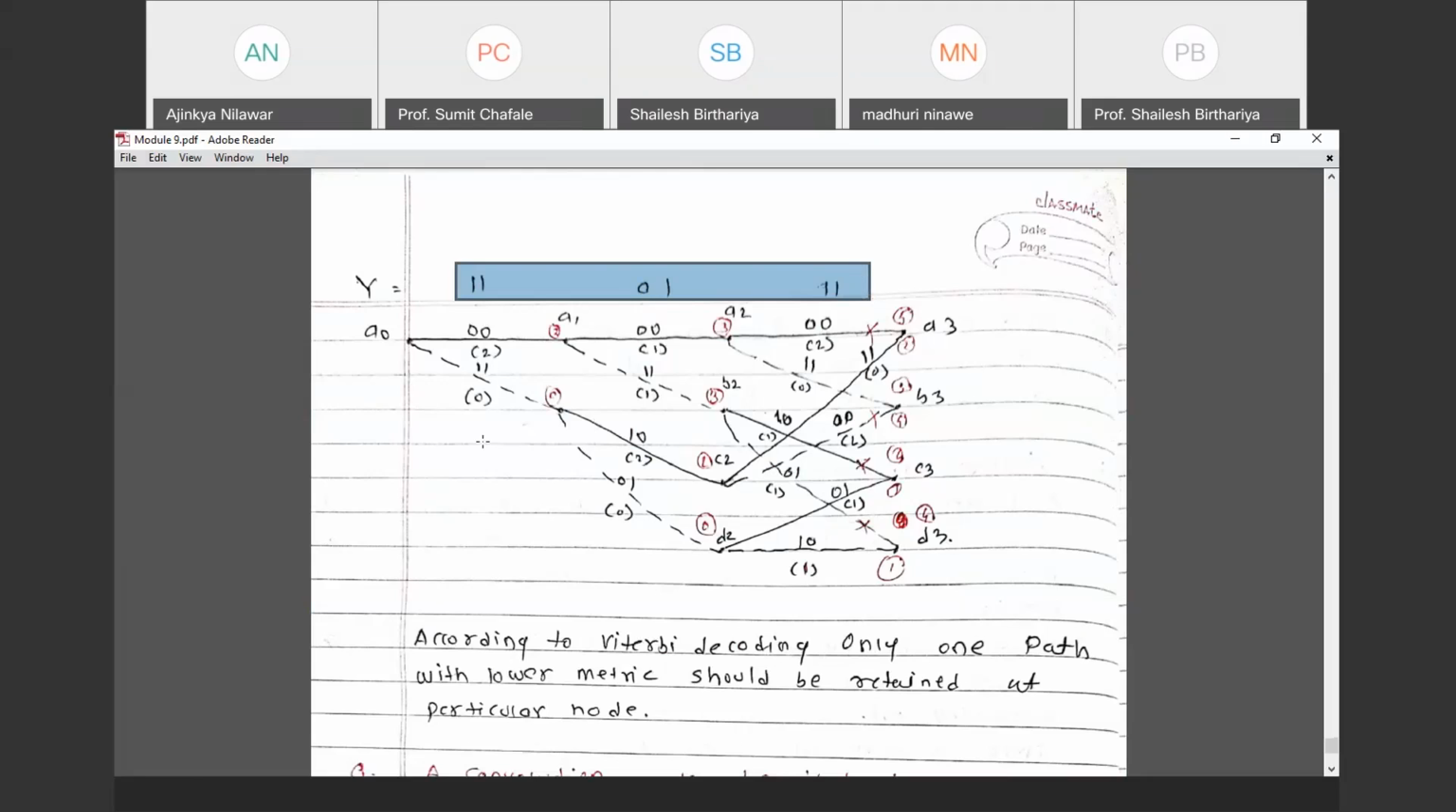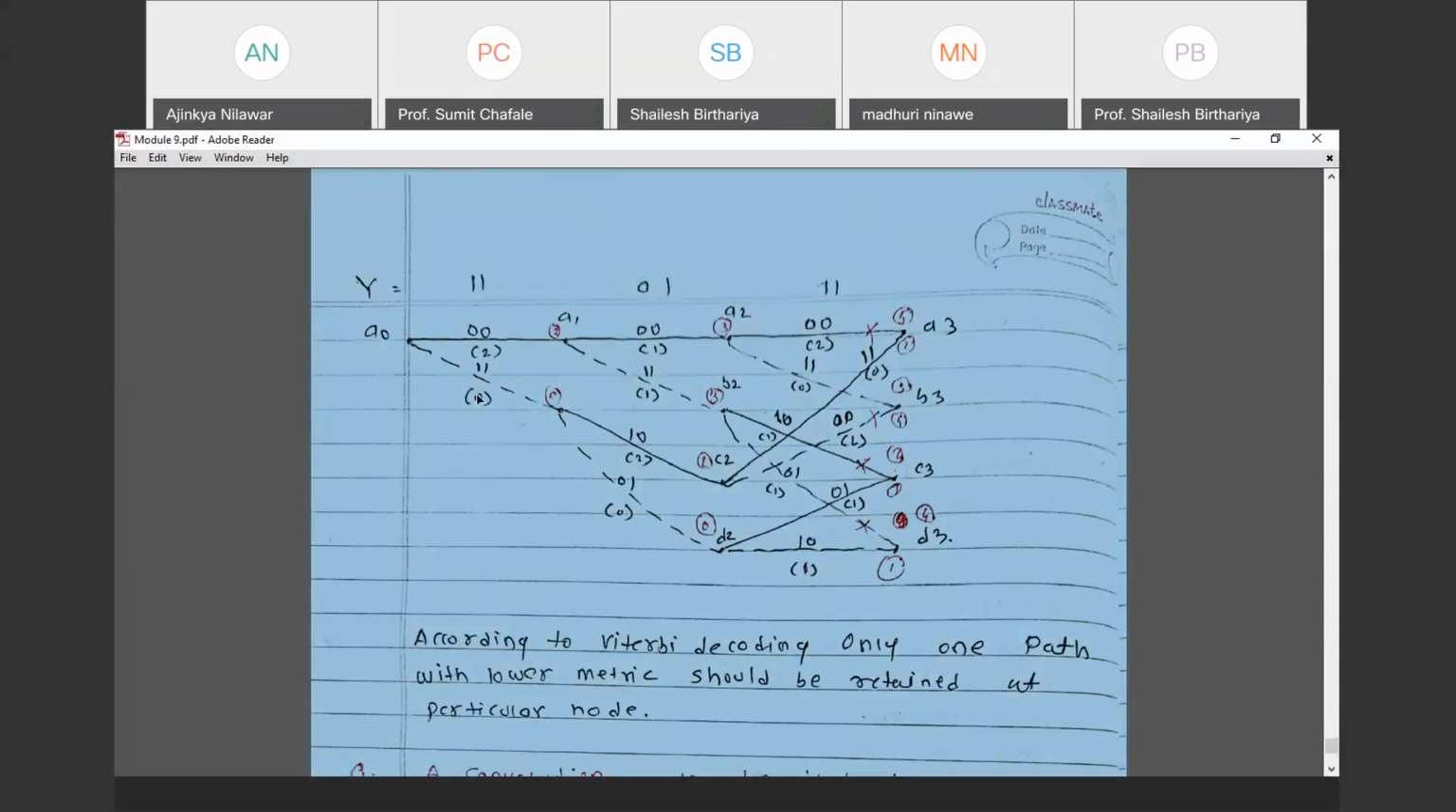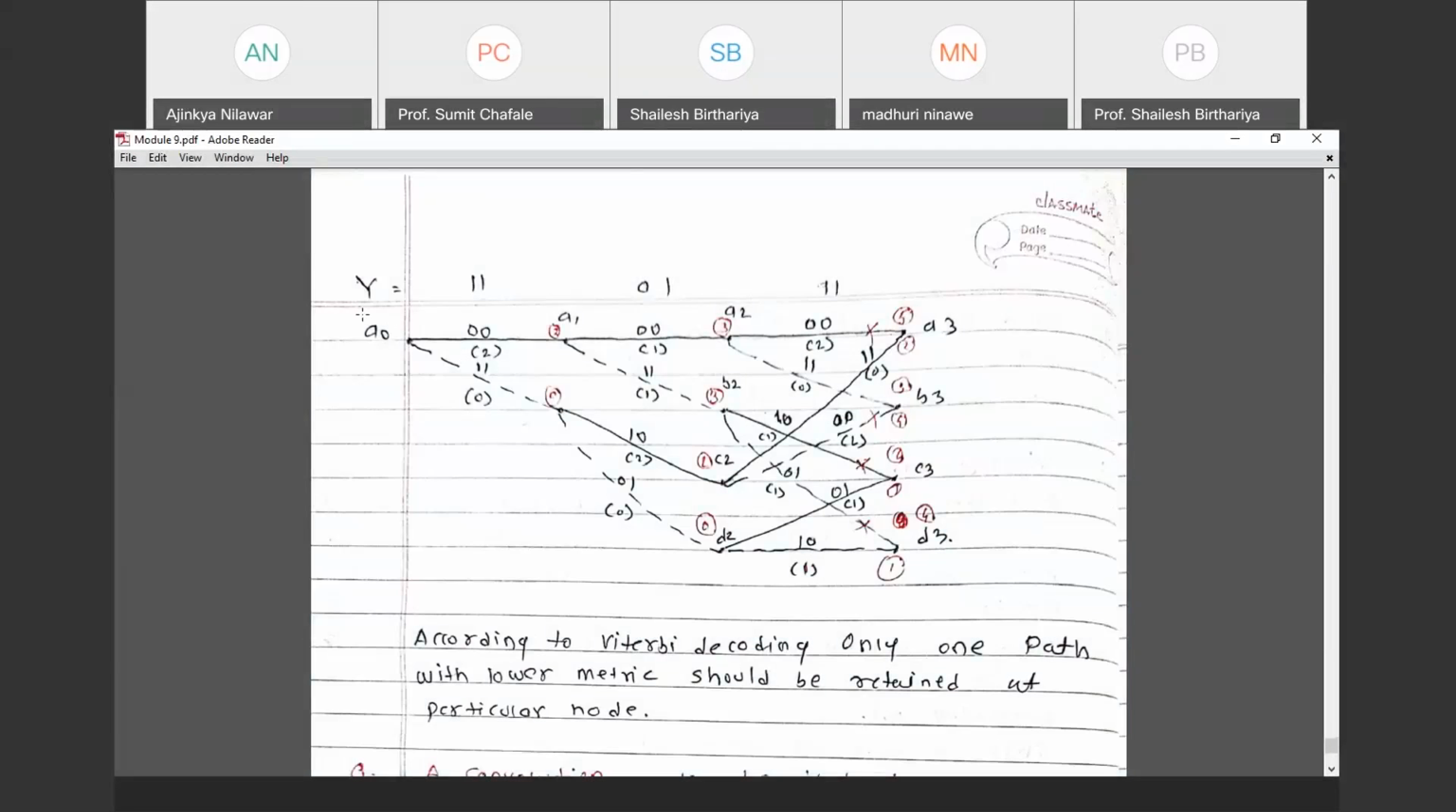So what we are doing, we are using the application of the Viterbi decoding algorithm. So what happened? Let us consider this part. Right. So by considering this part, what happened? All errors get eliminated.